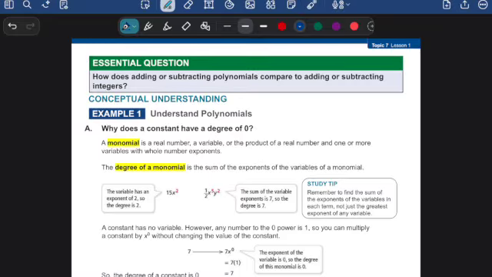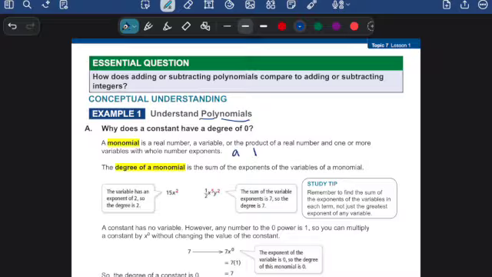So what is a polynomial? Okay, a polynomial, let's break down the terms. The roots of the word, poly means many, nomial sounds like name, so we're talking about a name of something. Okay, a monomial is a real number, a variable, or the product of a real number and one or more variables with whole number exponents. It's really just a term.